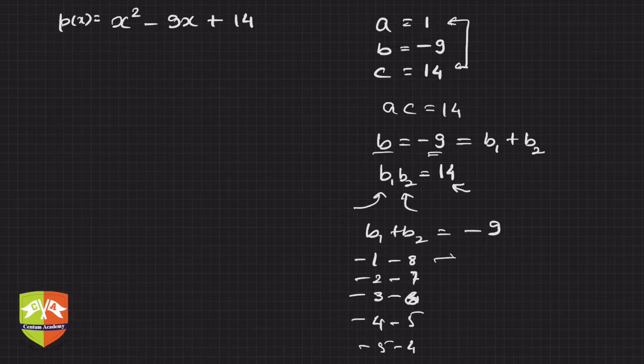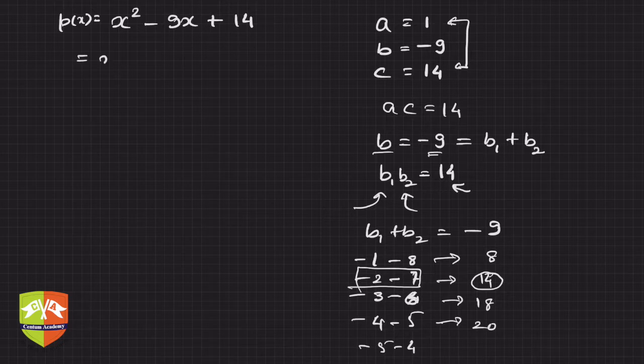So if you take these two, the product is 8. If you take these two, you'll get 14. You'll get 18 here. You'll get 20 here, right? And what do we need? We need 14. See, this is here, 14. So hence, if you break it down into minus 2 and minus 7, split it into minus 2 and minus 7, you'll get the desired result.